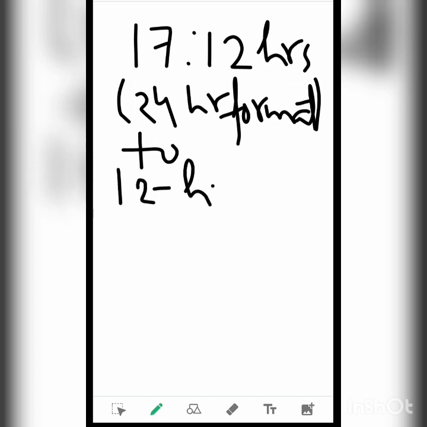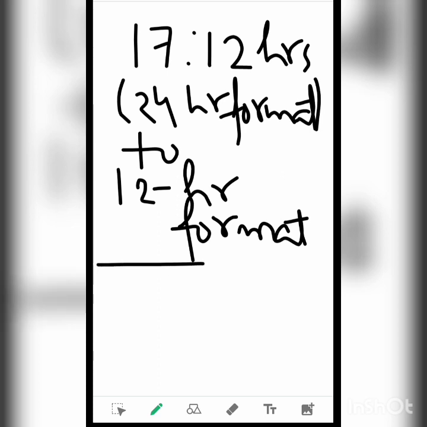How much will I get? Suppose my question is, you have to convert 17:12 hours from 24-hour format to 12-hour format. How shall we do that? See, we'll begin our solution like this.